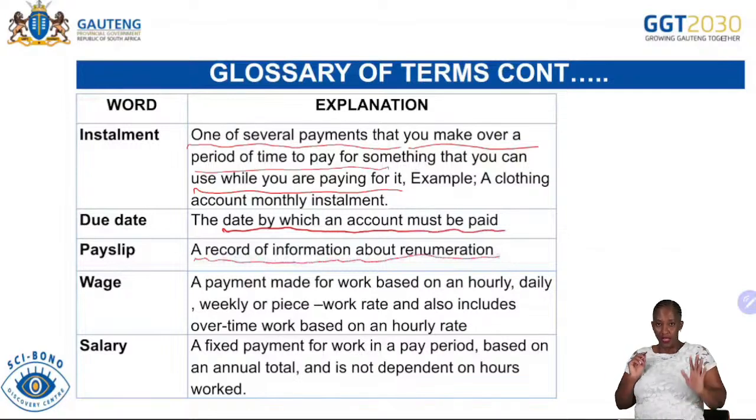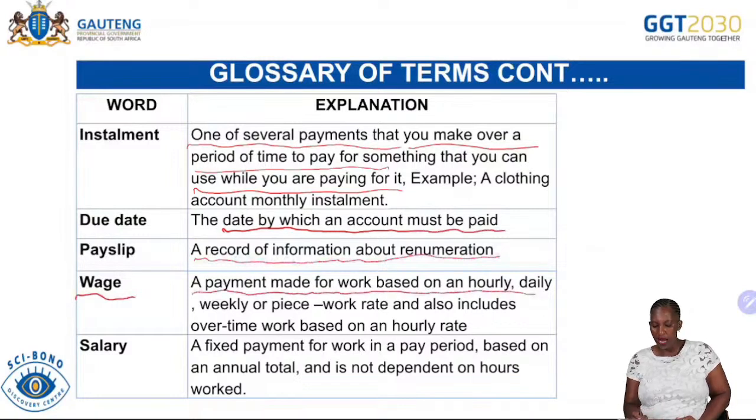And now there are different types. We don't have only what you call a pay slip. Usually we say it's a salary slip, but there are different types. Now let's start with this one, a wage. A wage is a payment made for work based on an hourly, daily, weekly, or piece-of-work rate, and it also includes overtime work based on an hourly rate.